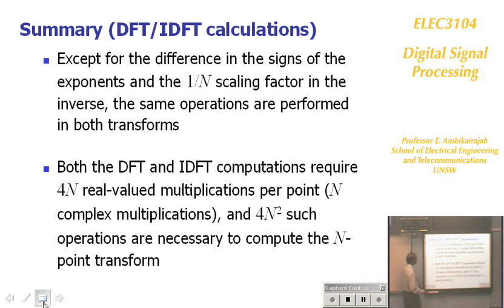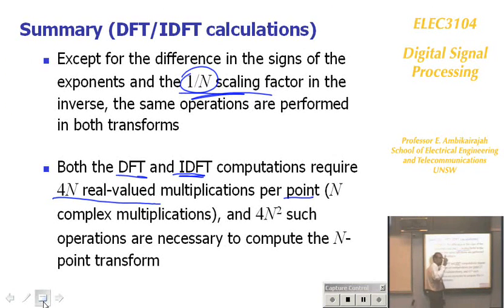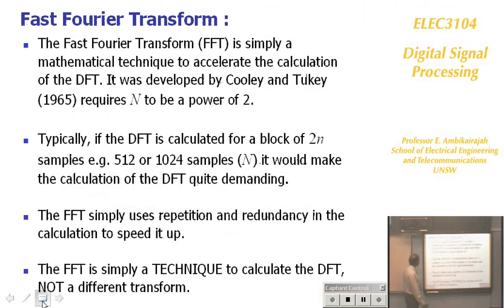So people have gone through them and summarized them and worked out. You will find, except the scaling factor you always have in DFT, 1 over n. If you work out DFT and inverse DFT, computations take 4n real-value multiplications per point to calculate one frequency, and then 4n squared operations are necessary to compute the n-point transform. If you want to do an n-point DFT, you need 4n squared operations. It's a lot, and in a computer it's not easy.